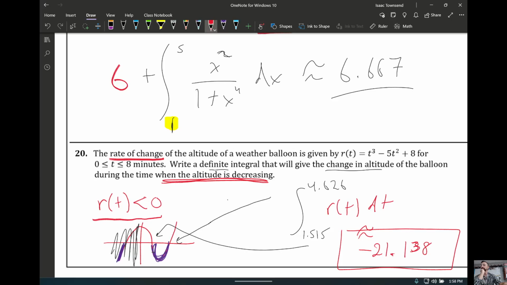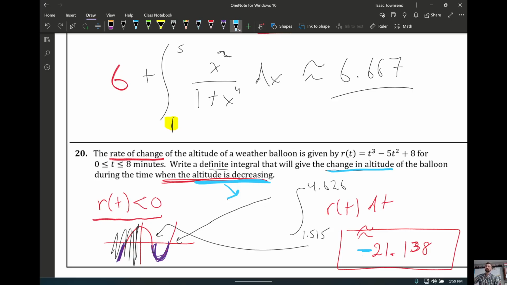Does it make sense that the answer is negative? Okay, so if the change in altitude is negative, what does that mean? It's going down. The altitude is decreasing. That's the same thing, right? So it makes sense that this is negative. The change in altitude is negative, means that your hot air balloon or whatever weather balloon is going down. It's decreasing. So it does make sense that the answer is negative.